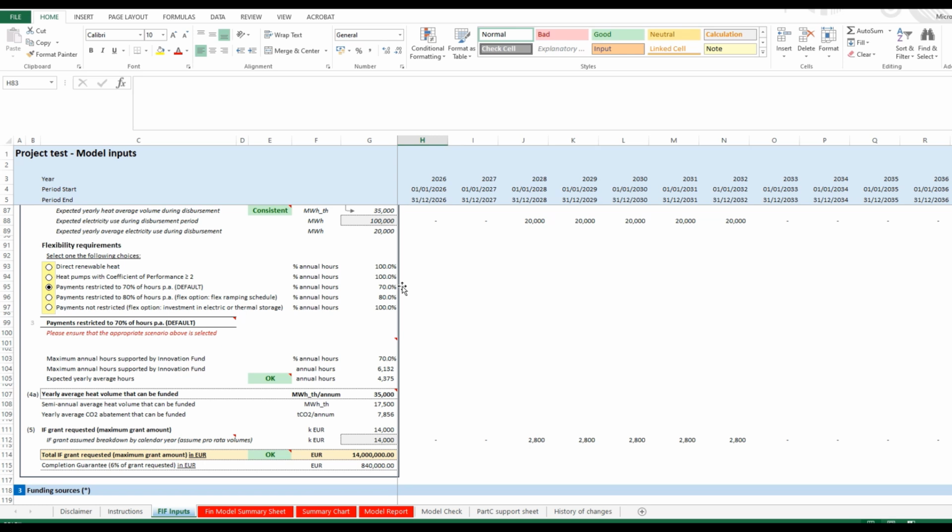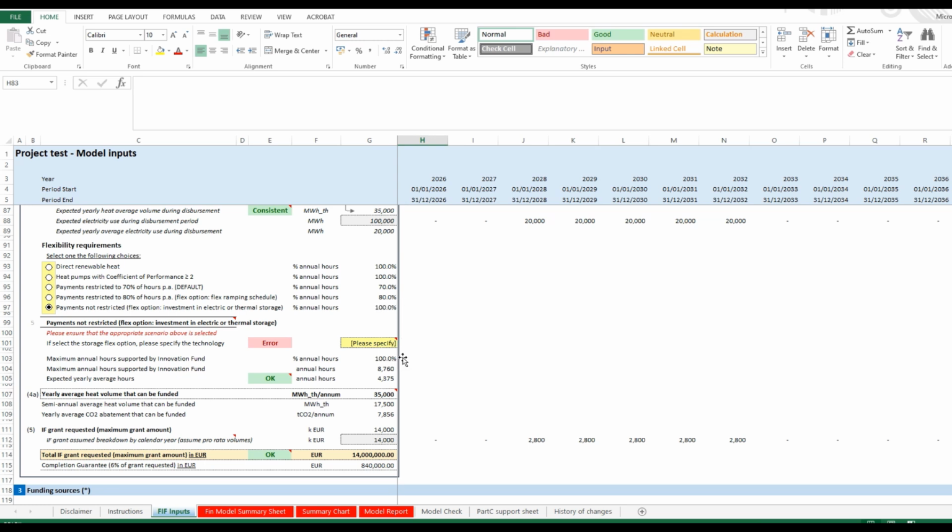No restriction applies for projects deploying heat pumps with a coefficient of performance of at least 2 or for direct renewable heat. The default restriction may be partially to fully lifted for projects that either invest in electric or thermal storage, or follow a flexible ramping schedule. Applicants can select 2 flexibility solutions: flexible ramping schedule or electricity or thermal storage. Selecting a flexible ramping schedule partially lifts the restriction to 80% of total annual hours. Selecting electricity or thermal storage fully lifts the restriction.